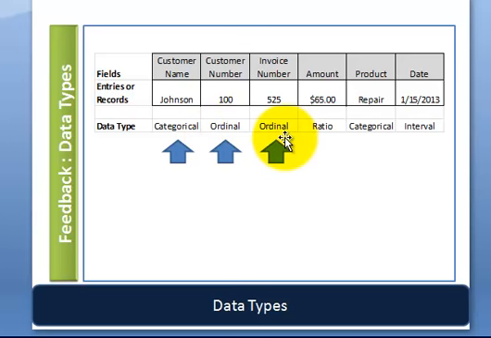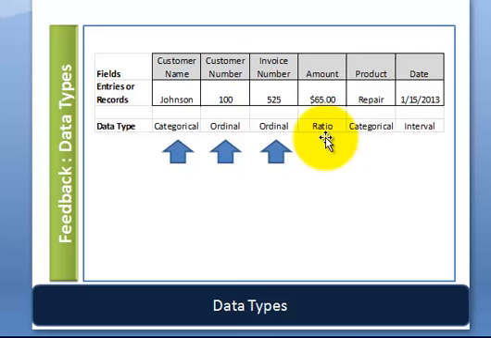Invoice number, the same way, it's ordinal. I might have voided an invoice number, so I can't always say that 526 comes next, then 527. So I can order customer numbers and invoice numbers, but I'm not sure the interval between each one is always consistent or always the same.